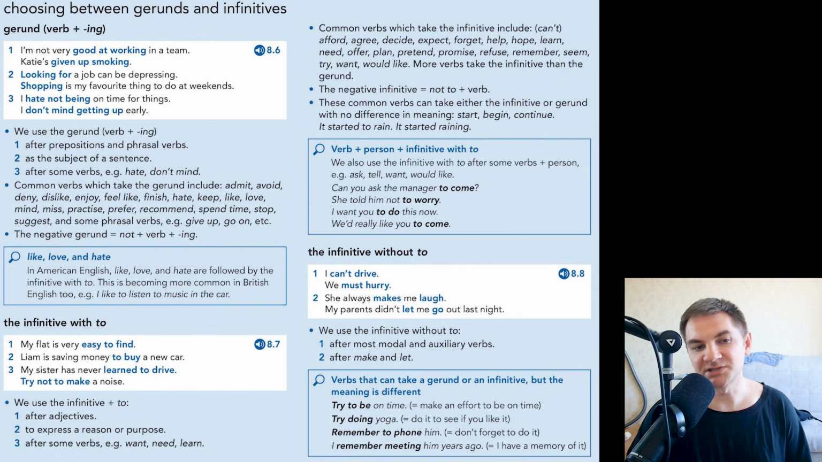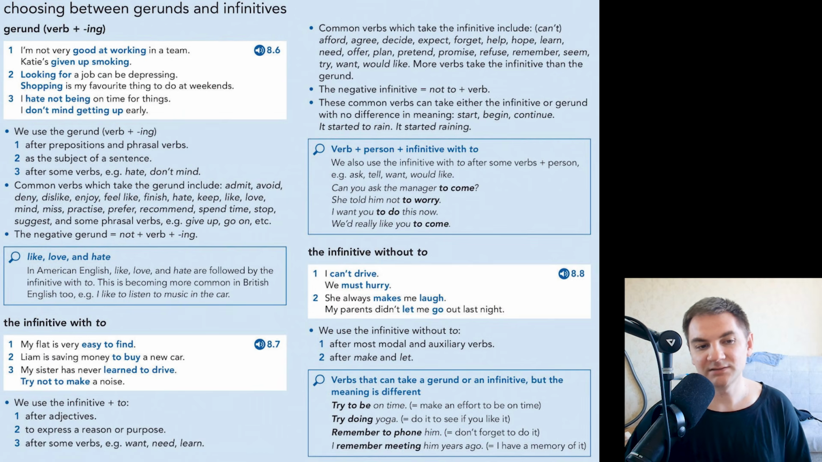Common verbs which take the gerund include admit, avoid, deny, dislike, enjoy, feel like, finish, hate, keep, like, love, mind, miss, practice, prefer, recommend, spend time, stop, suggest, and some phrasal verbs, for example, give up, go on. Oh, scary, isn't it? The negative gerund, not plus verb plus ing.